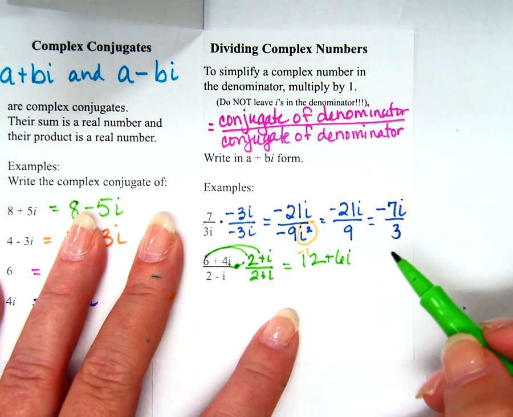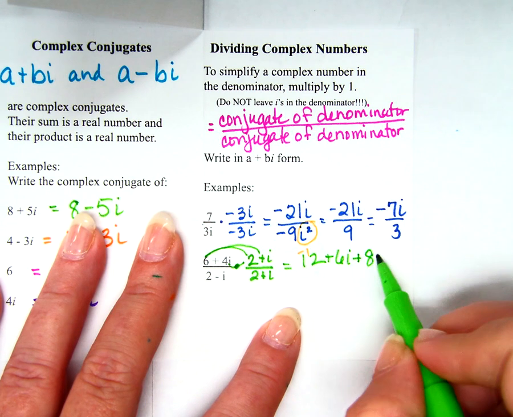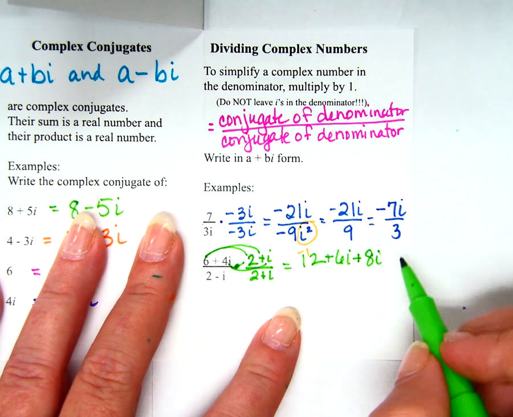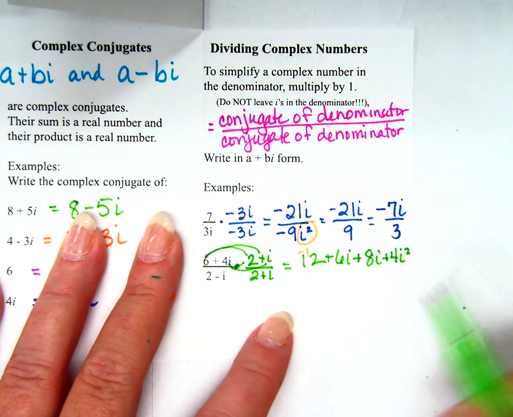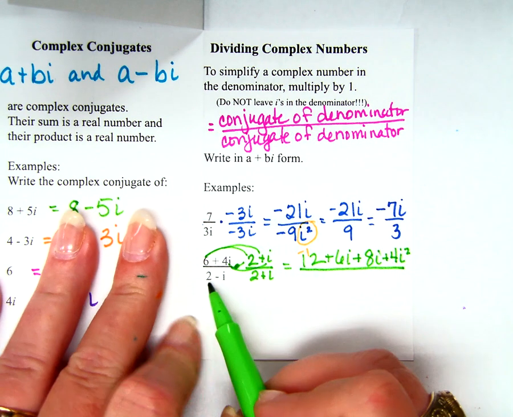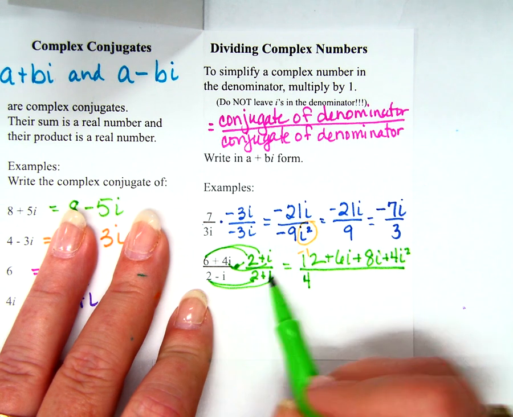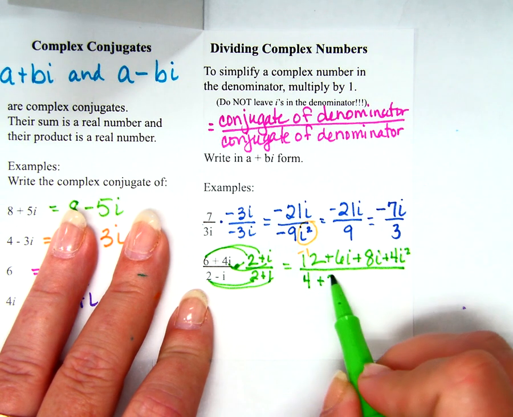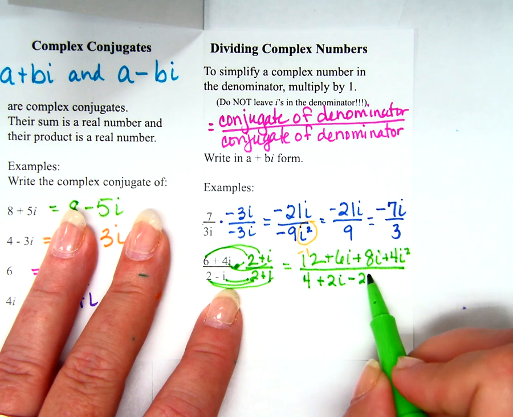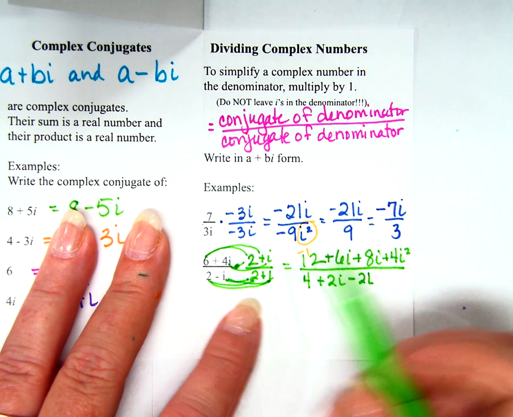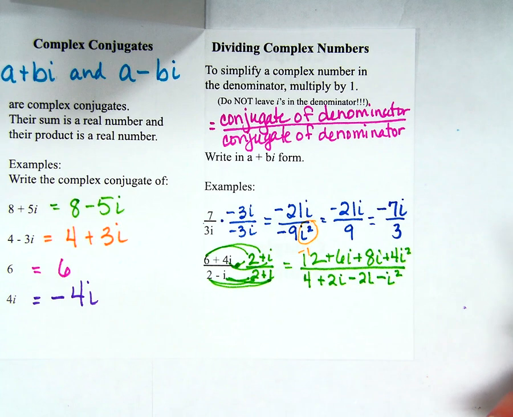What is 4i times 4? And let me say the words right. What is 4i times 2? 8i. And what is 4i times I? 4i squared, right? Now the denominator. What's 2 times 2? 4. What's 2 times I? 2i. What's negative I times 2? And then what's negative I times I? Negative I squared, okay? What do you notice?